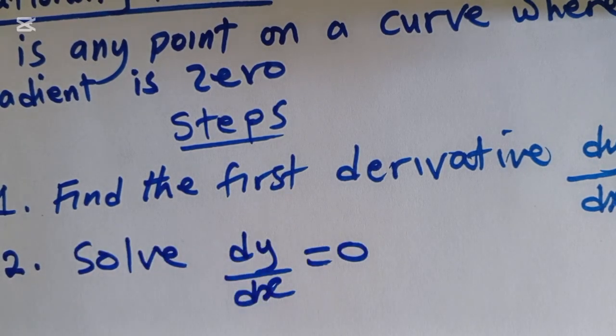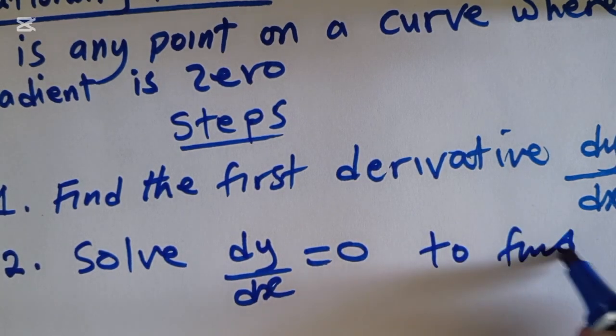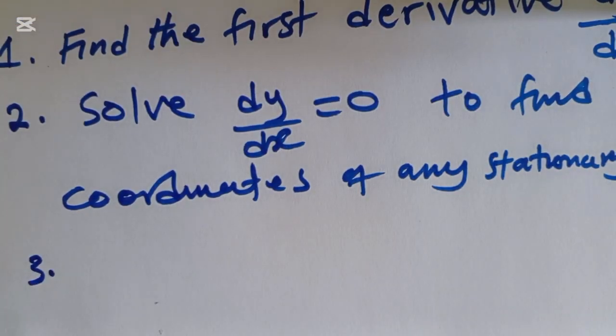dy/dx is the gradient. Remember, the stationary point is a point on a curve where the gradient is 0. So the gradient is equal to 0. From there, you find the values of the x coordinate of any stationary point. Then step 3, you substitute the values of x into the equation of the curve to find the corresponding values of the y coordinates.